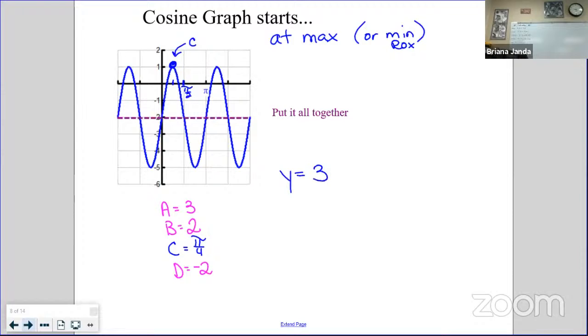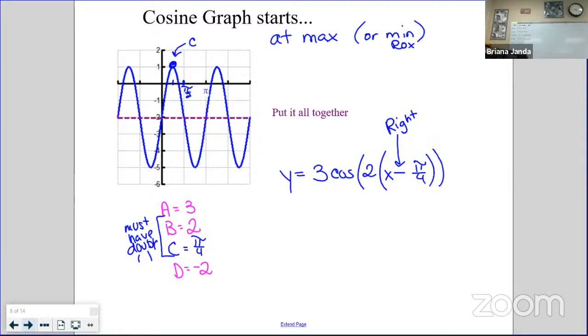Okay, writing our equation then. y equals, and again, A, B, and D are the same as we just saw. But because we have both of these, you must have double parentheses. So I write this equation: 3 cosine, and because I have both the B and the C value, you must separate them with double parentheses. 2 for the B value, and then x, we move to the right, so minus pi over 4. Down 2. Double parentheses because we have a B and a C. All right. What questions do you have for me so far?